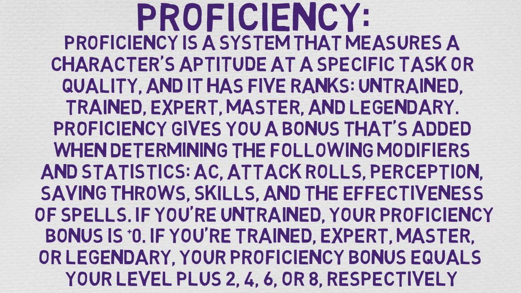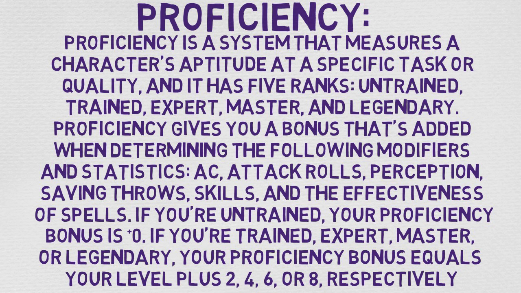If you're untrained, your proficiency bonus is +0. If you're trained, expert, master, or legendary, your proficiency bonus equals your level +2, 4, 6, or 8 respectively. It's pretty cool. It's a neat system. I really like what Pathfinder did with it. The 5e version, in case you're curious, is just literally tied to your level, but it doesn't equal your level. It's a little strange, but I really prefer the 2e system over the 5e. Just saying, my personal opinion, but whatever.